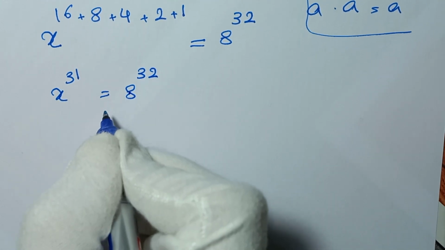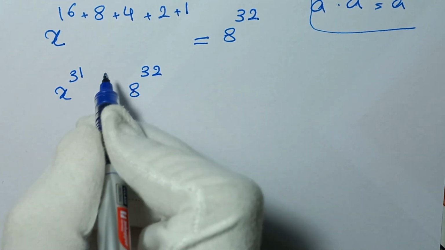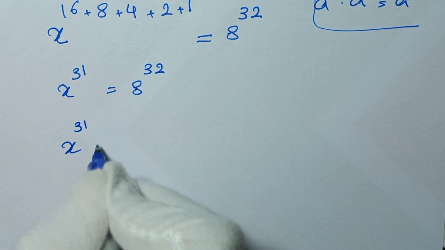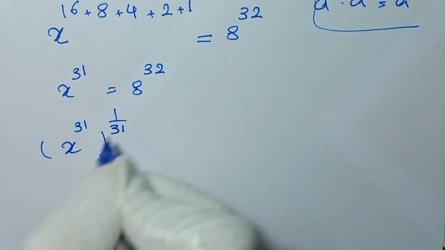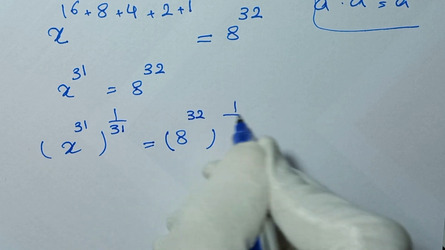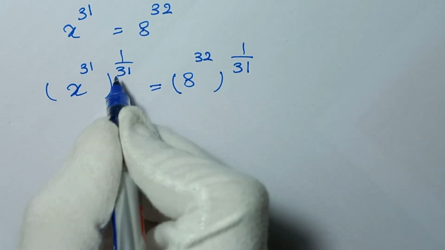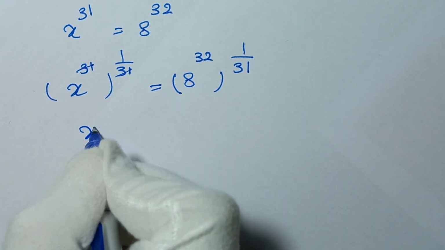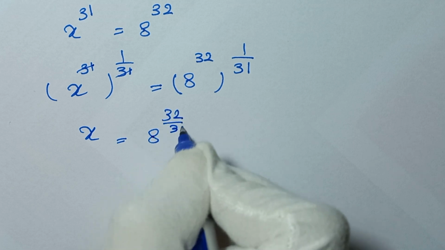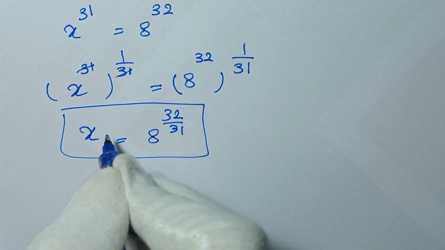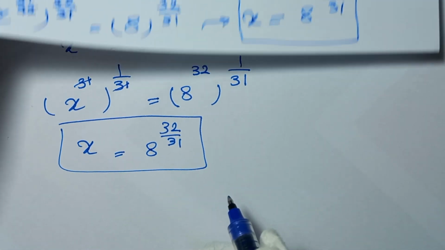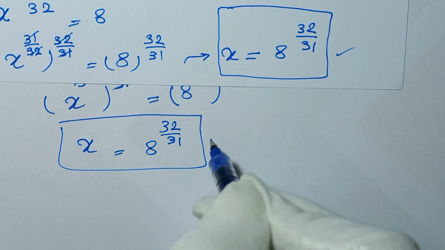And in the next step, we raise both sides of this equation to power of 1 over 31. So it will be x to power of 31 to power of 1 over 31 is equal to 8 to power of 32 to power of 1 over 31. And this will cancel this, and we have x is equal to 8 to power of 32 over 31. So we got the same value in the first method and the second method. So this is our final answer.